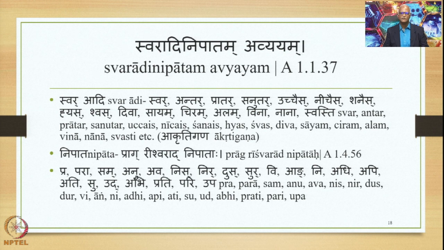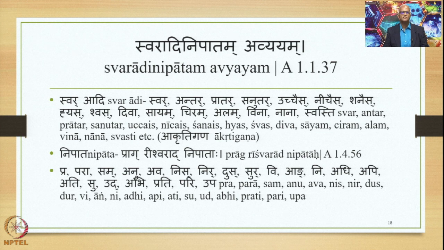This is not an exhaustive list. It is available in the Ganapatha on this particular sutra. But the important ones are stated here. Swar, Antar, Pratar, Sanutar, Uchais, Nichais, Shanais, Yas, Shwas, Diva, Sayam, Chiram, Alam, Vina, Nana, and Swasti. This is a list of words at the beginning of which appears the word Swar. Therefore, this list is called Swaradi and this Gana is called Akriti Gana, an open-ended bag of words.